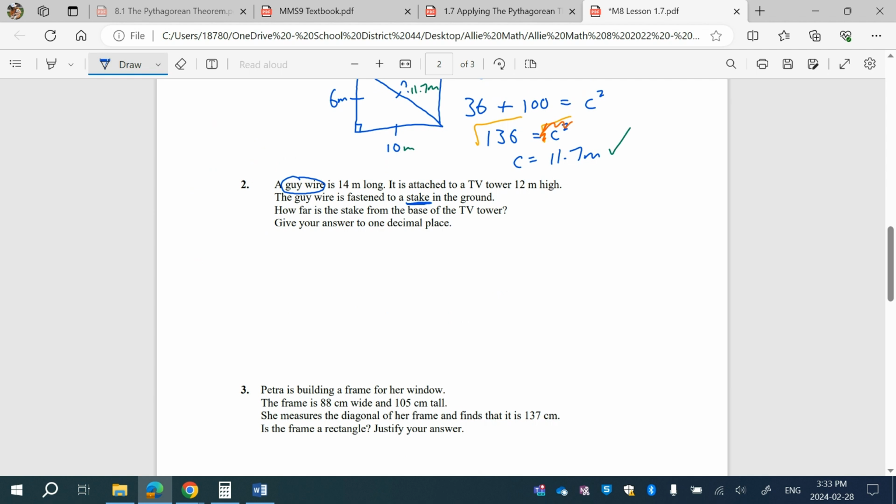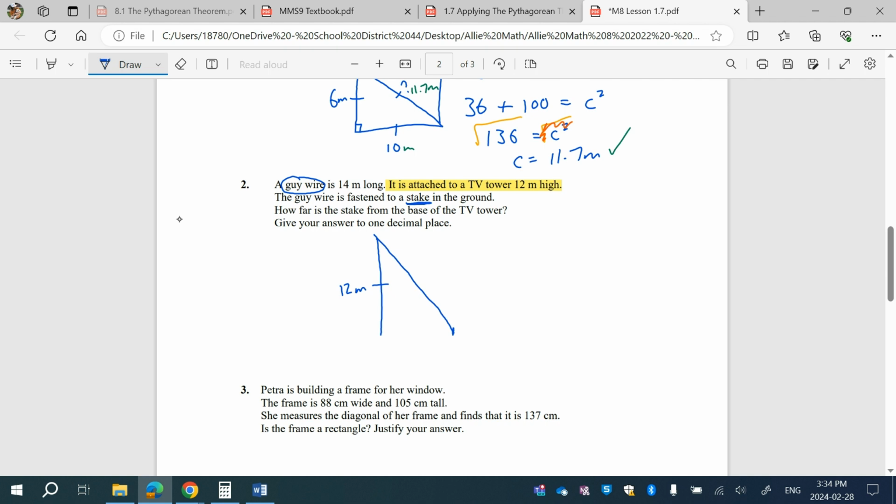So a guy wire is 14 meters long. It's attached to a TV tower that's 12 meters high. So let's draw that first. I think that's the easiest to draw. So we have a TV tower that's 12 meters high. You can draw it better if you want. You can actually draw a TV tower if you're good at drawing. It is fastened to a stake on the ground. And how far is it from the base? So it seems like our guy wire is going to look like this, attached with the stake right there.